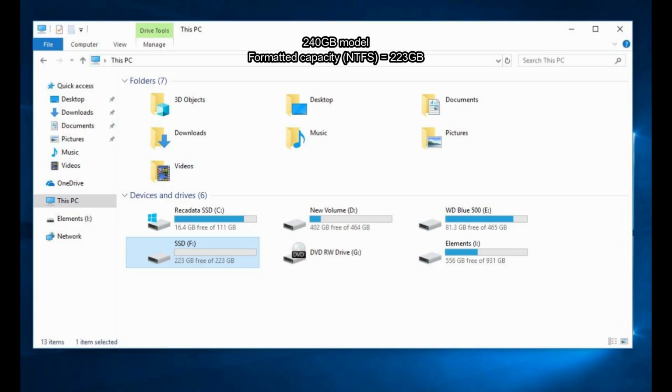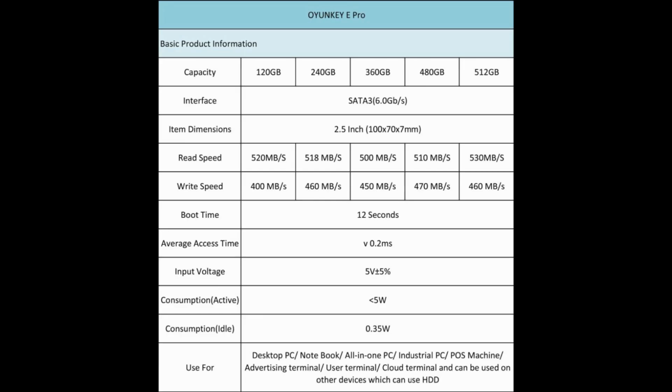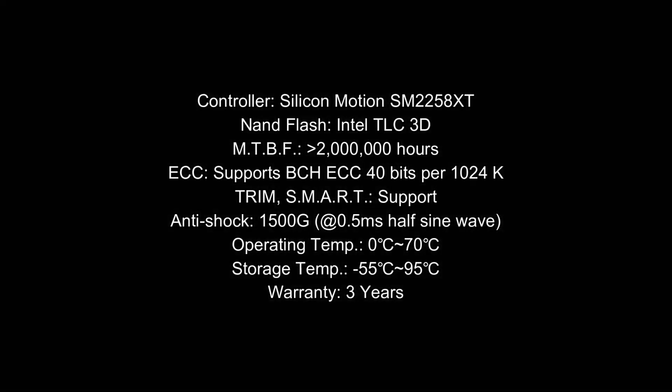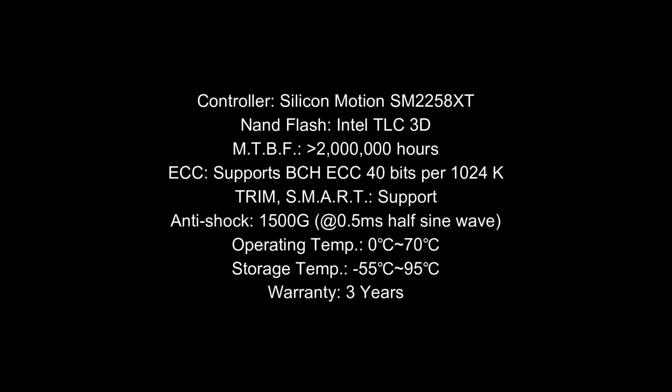Now when you have the drive fitted to a Windows 10 PC, there's your capacity, so it's around 223 formatted, and these are the features from the manufacturer. That's their spec. I will cover a few other areas in a minute, and I will be doing a few benchmark tests. So the SSDZ didn't give me too much information, so I got some additional information off the maker, and they're using a Silicon Motion controller and Intel TLC 3D NAND flash, so that's an encouraging sign.